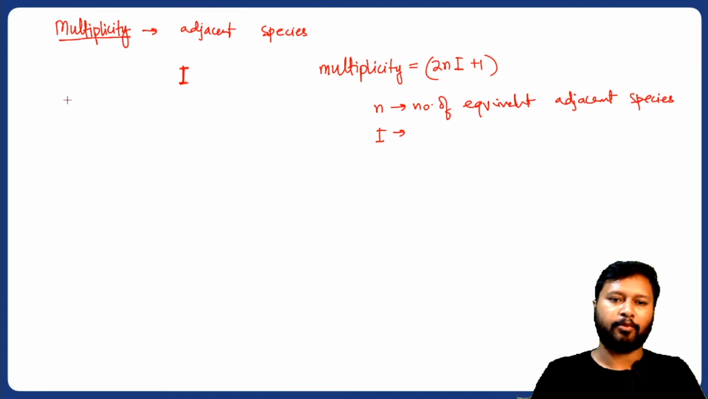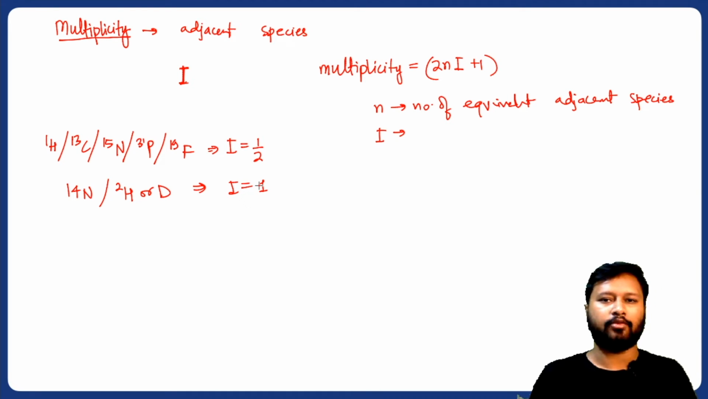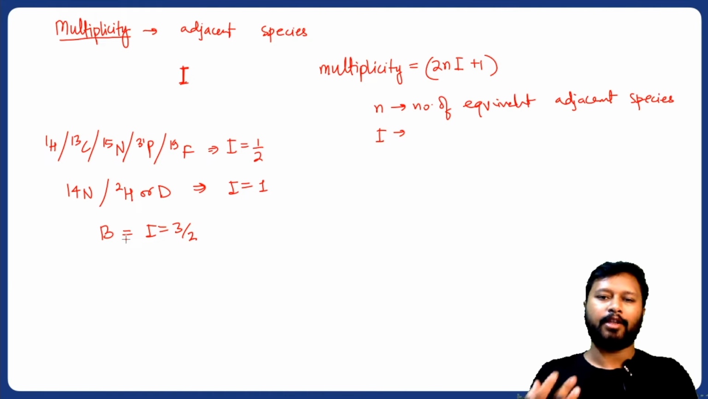For those which you have to memorize: for proton, for 13C, for 15N, for 31P, for 19F, for all of these species your I value is 1 by 2, whereas for 14N and for 2H or deuterium, your I value is 1. For boron, the I value is 3 by 2. So you have to remember a few of the I values. The other I values in the question will be given to you.